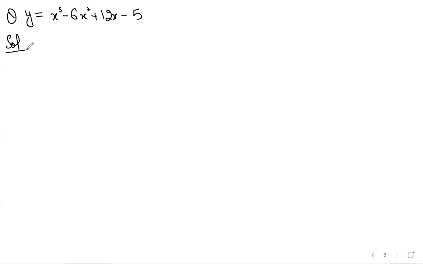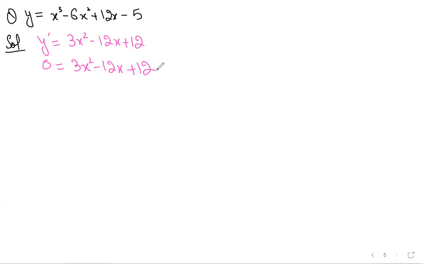So I'm taking the derivative of this one. It will be y prime equals 3x square minus 12x plus 12. I have to set it equal to 0. So it will be 3x square minus 12x plus 12 equals 0. Now this is some sort of an equation. We have seen these sorts of equations many times. Is it going to be a quadratic or a factorization thing? It's up to you. Which method do you want to apply?